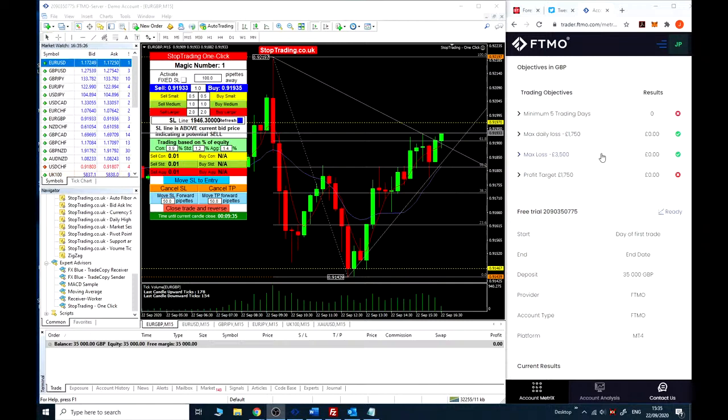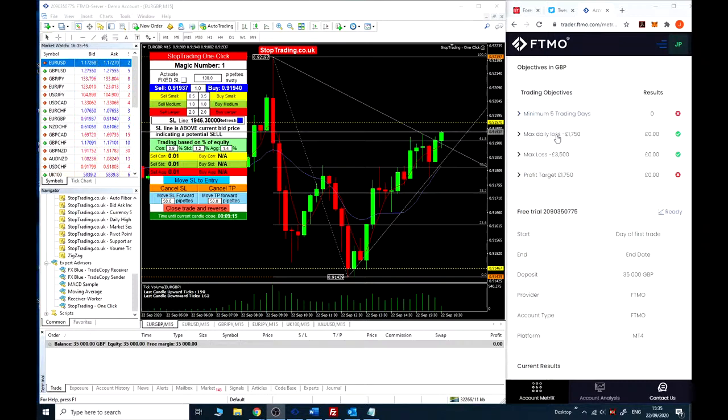One thing to just point out quickly is that in terms of the trading objectives by FTMO, it states here that the minimum number of trading days needs to be 5. For the real challenge, this will be double that. It will be 10. You'll need to trade at least 10 days to qualify.